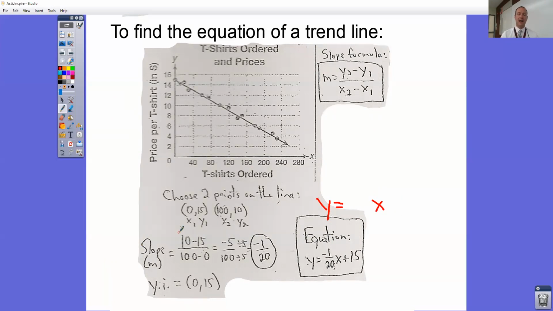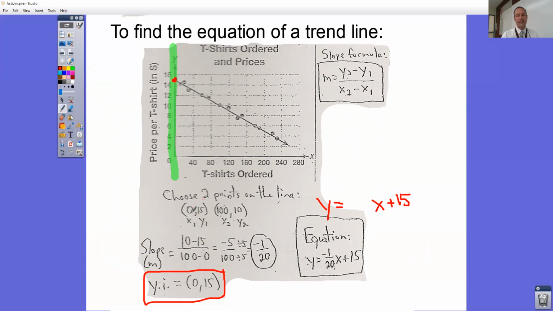The first thing that I would do is I would find my y-intercept. Remember, the y-intercept is where the line crosses the y-axis. So my y-intercept is right here at 0,15. That 0,15 is your plus or minus after your x. Now, on your homework, these points will be already chosen for you.